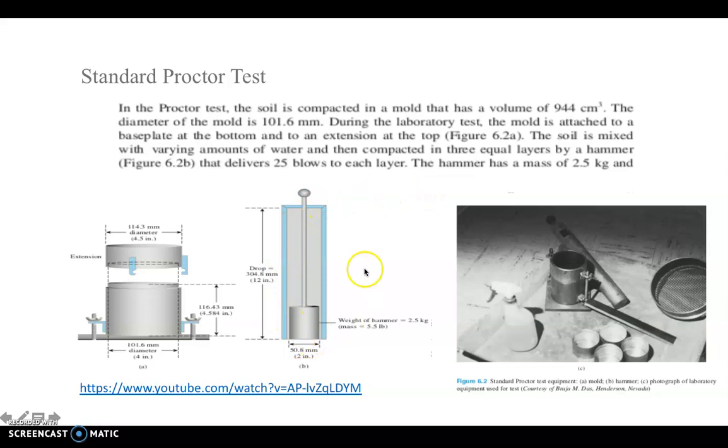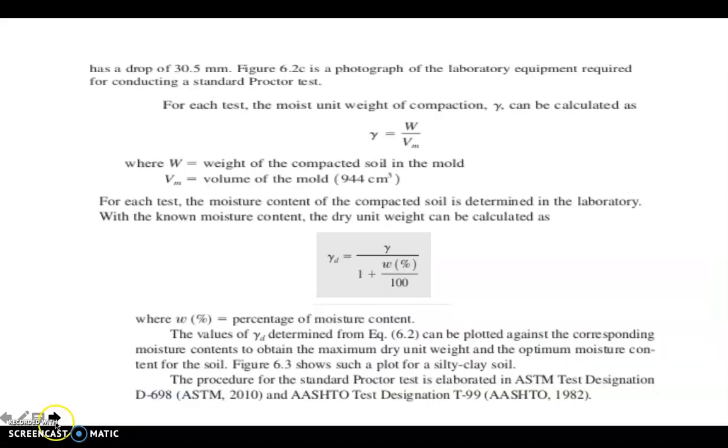Basically, for the standard Proctor test, you're going to have 3 layers. For every layer, you're going to compact the soil and deliver 25 blows. The hammer has a mass of 2.5 kilograms. After you have compacted the first layer, you add the second layer, then you compact again with 25 blows. Afterwards, the third layer, and compact again with 25 blows. The hammer, as mentioned, is 2.5 kilograms and has a drop of 30.5 mm.